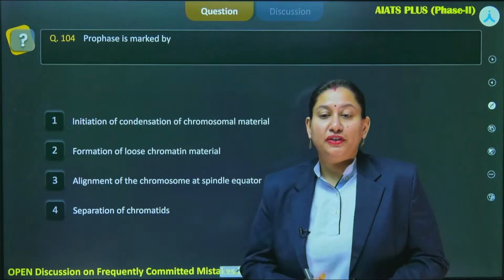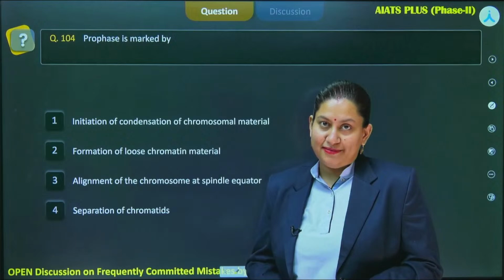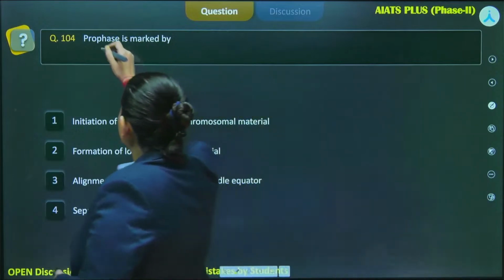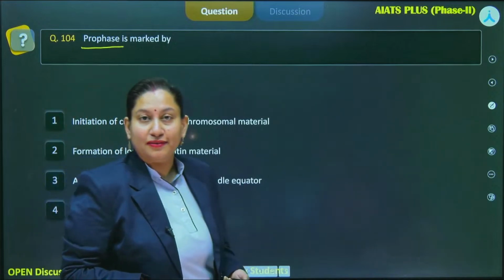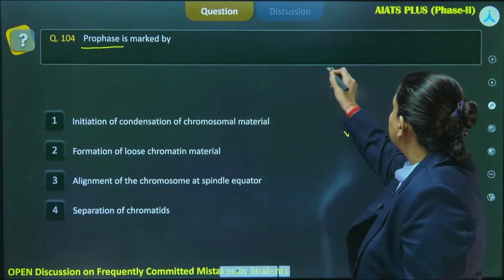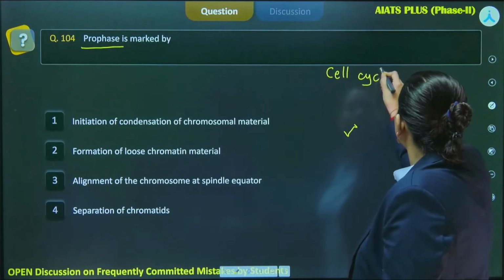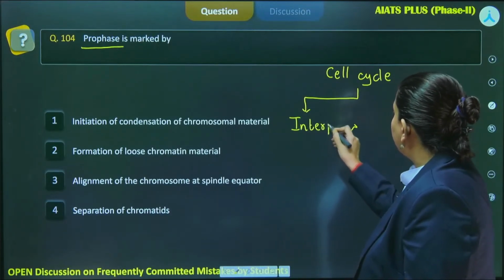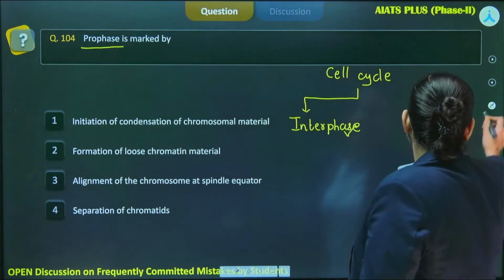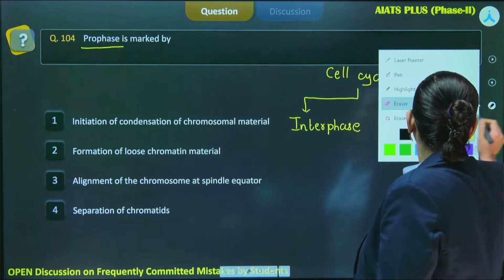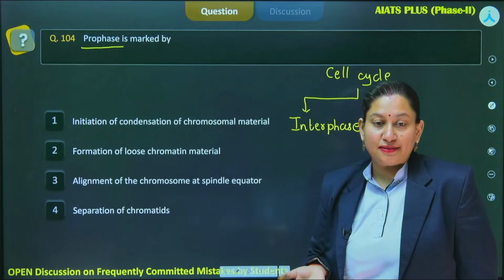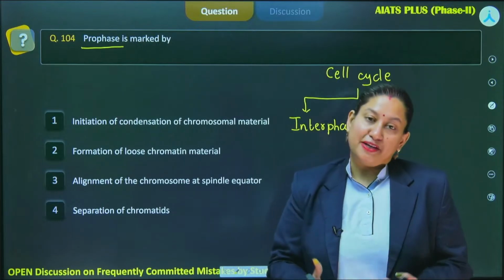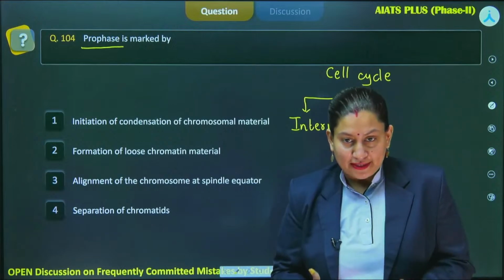So the very first question over here says prophase is marked by, right? So we have identified, okay, fine, this is a question from cell cycle, right? Now, when we talk about this particular prophase, where does it belong, right? So if we talk about cell cycle, we could divide it into two phases, right? The interphase, and it's popularly known as the resting phase, right? Because the events occurring during this particular phase cannot be observed under a microscope, right? That's why we call it the resting phase.